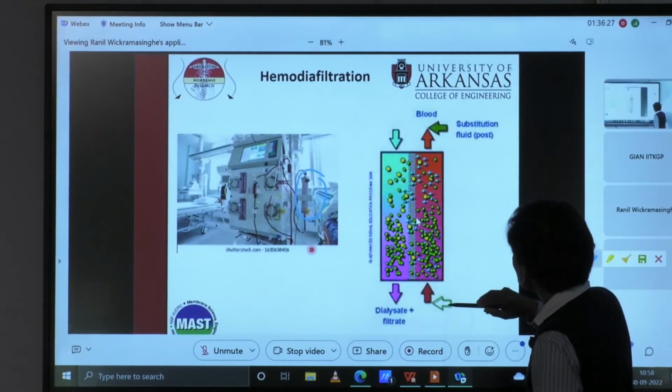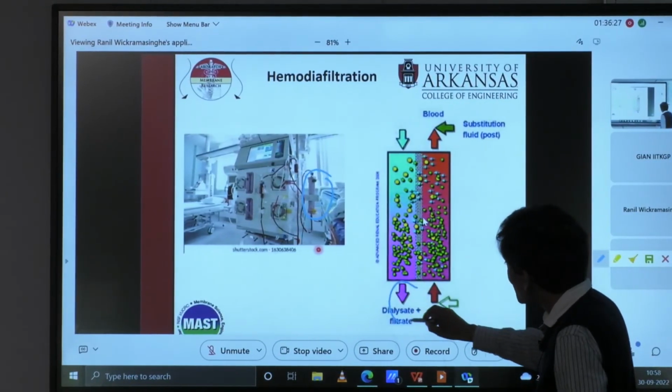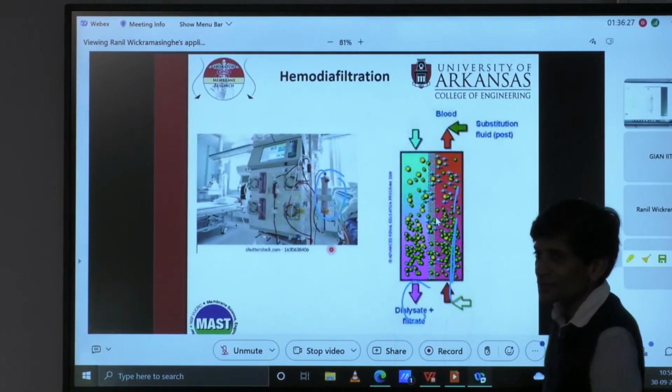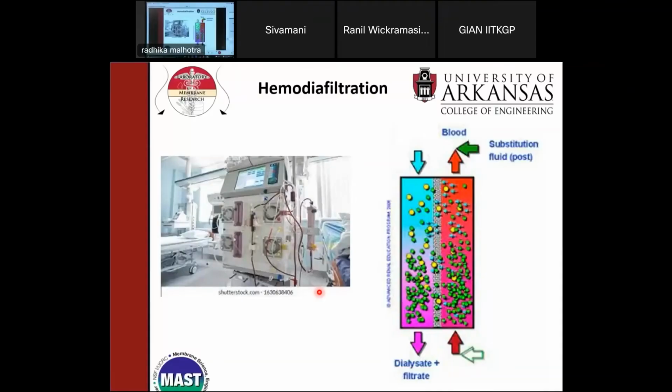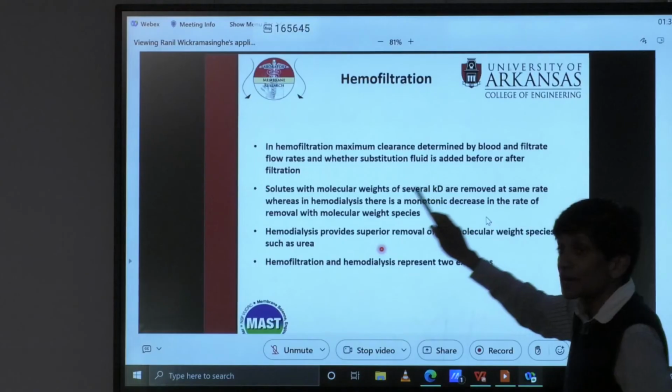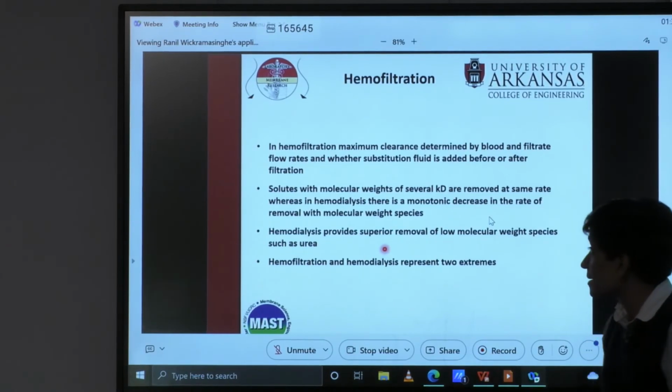And then this is another schematic of what can be done. This one is showing you a dialysate plus filtrate, and here, this is your blood that's going here. People have been working on hemofiltration and hemodialysis, and in many ways, these are like two different extremes. Let me go to the next figure. In hemofiltration, maximum clearance is determined by blood and filtrate flow rates, and the substitution fluid is added before or after filtration. I showed you the substitution fluid at the end that time.